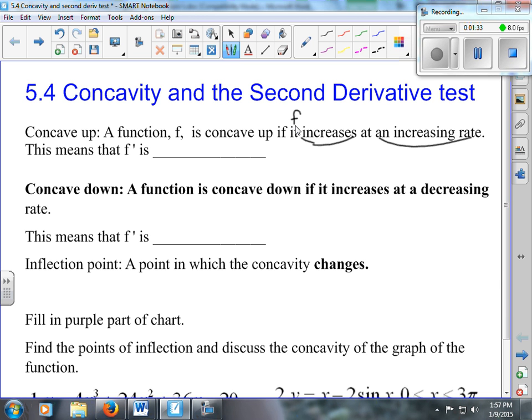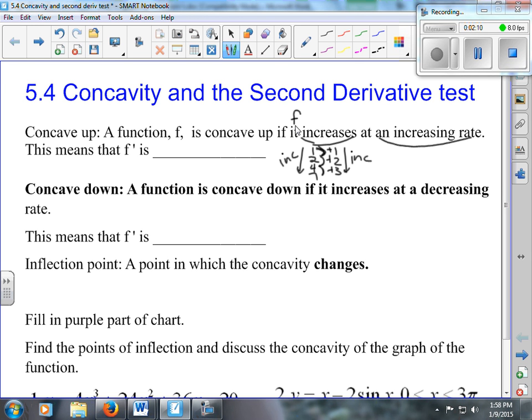So say, for example, that f was 1, and then 2, and then 4, and then 7. This would be an example of a function that's increasing at an increasing rate, because notice that my values are increasing. They're getting bigger. But not only that, in the first instance, I increased by 1. In the second instance, I increased by 2. And the third time, I increased by 3. Look at that. This is also increasing. So not only do I increase, but the rate at which I increase is increasing as well.